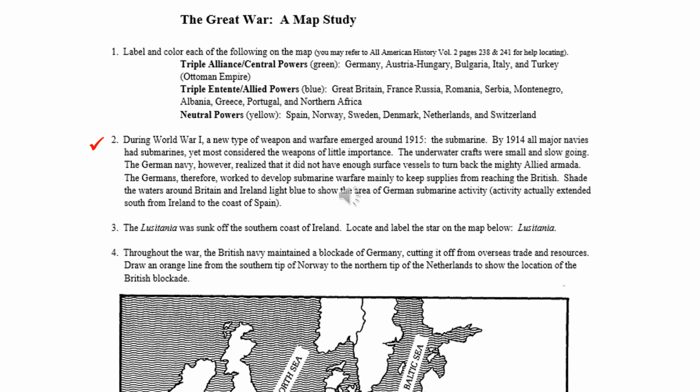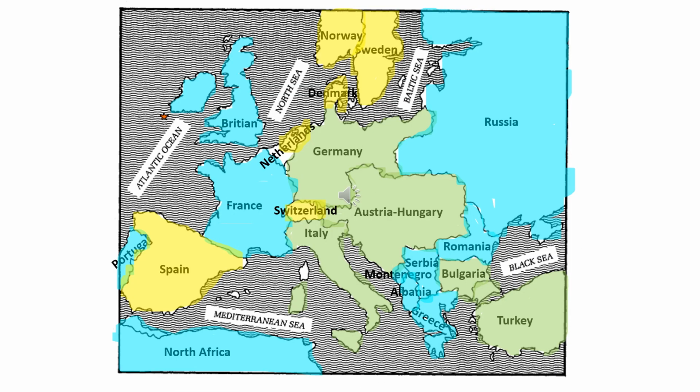Activity actually extended south from Ireland to the coast of Spain. Then number 3 says the Lusitania was sunk off the southern coast of Ireland. Locate and label the star on the map, Lusitania. So we'll go ahead and flip back to the map, and we will shade in the area where the German submarines were lurking. And then see the red star there? We're going to go ahead and label that the Lusitania.